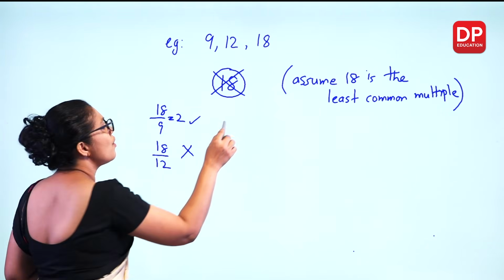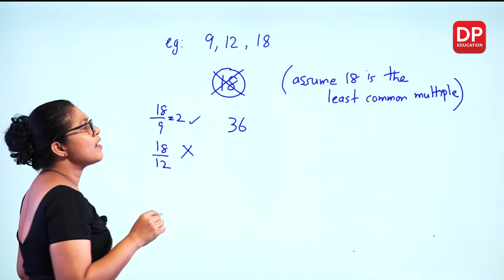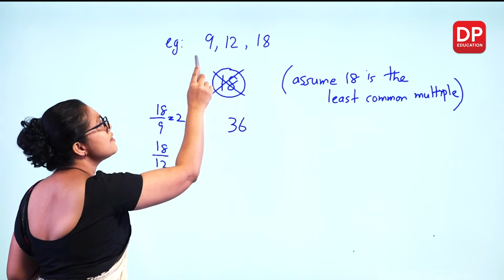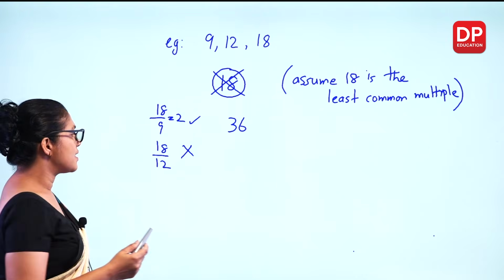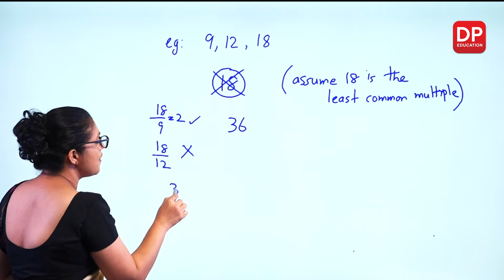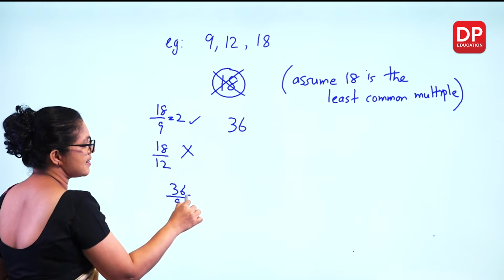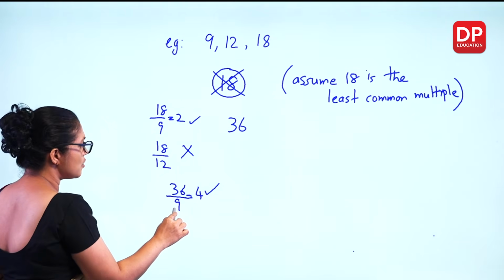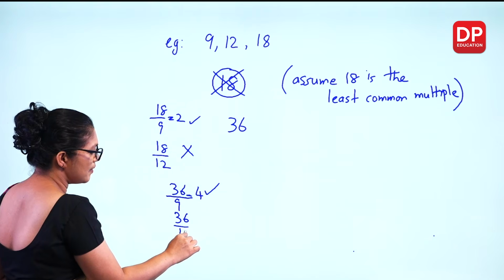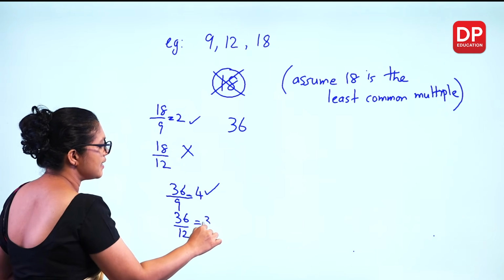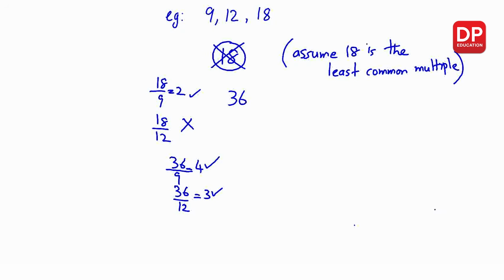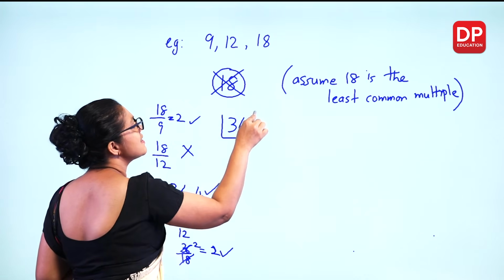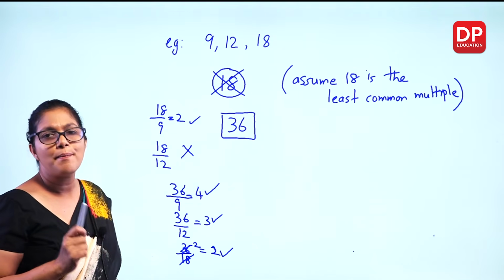18 times 2, 36. Now we are checking whether 36 is divisible by all these three numbers. 36 divided by 9: yes, it's divisible. 36 divided by 12: yes, you are getting 3. That's also divisible. 36 divided by 18, this is 18 times 2, that's also divisible. That means 36 is the least common multiple.